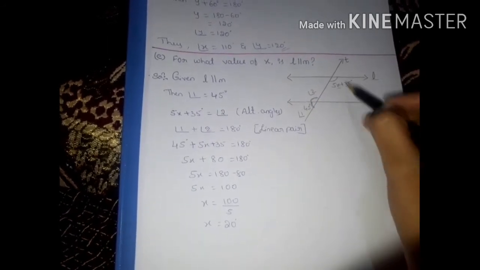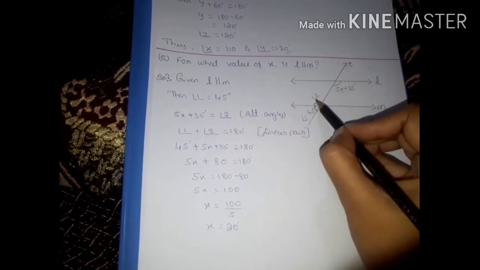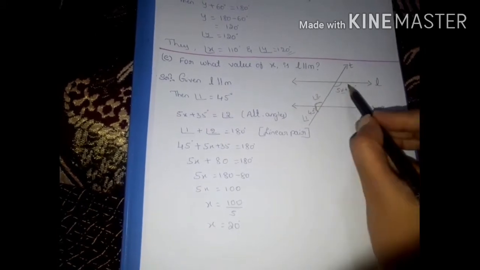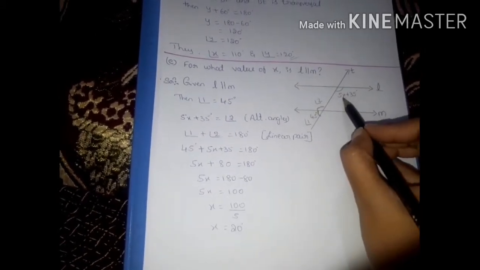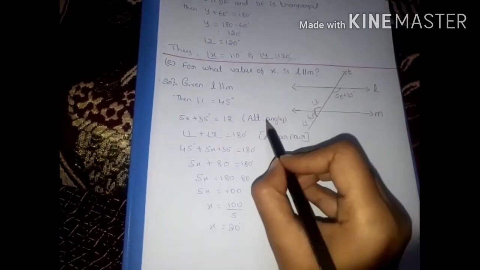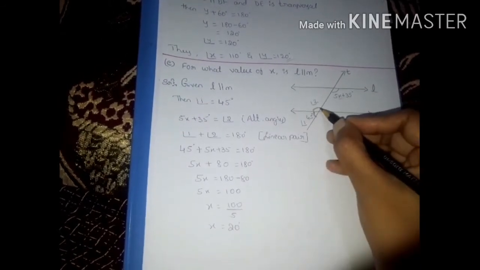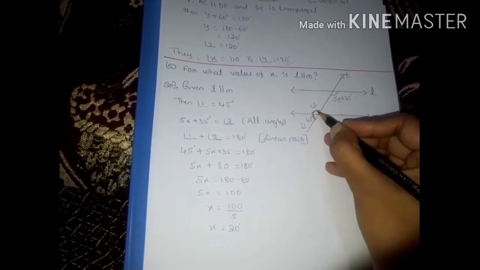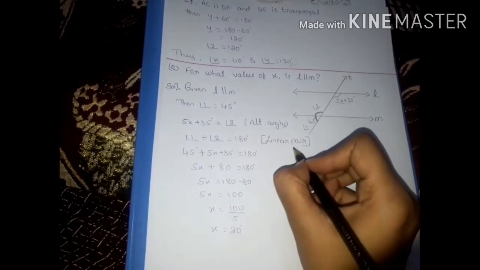When L is parallel to M, T acts as a transversal. These two angles, angle 2 and 5x plus 35 degree, are alternate interior angles. These two angles are equal. So write down 5x plus 35 degree is equal to angle 2 because alternate interior angles. Now angle 1 and angle 2 are forming a linear pair. Angle 1 plus angle 2 equals 180 degree because linear pair.